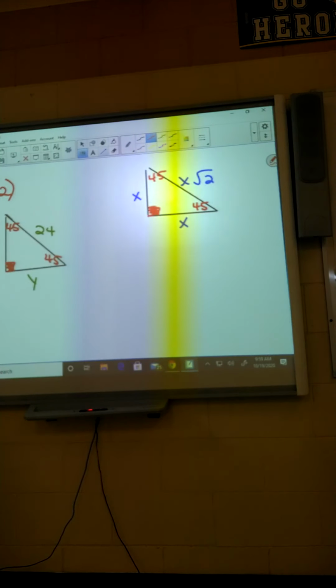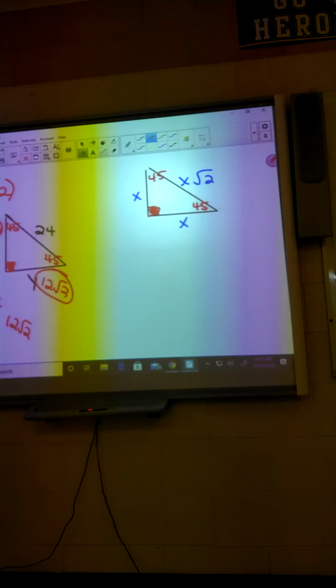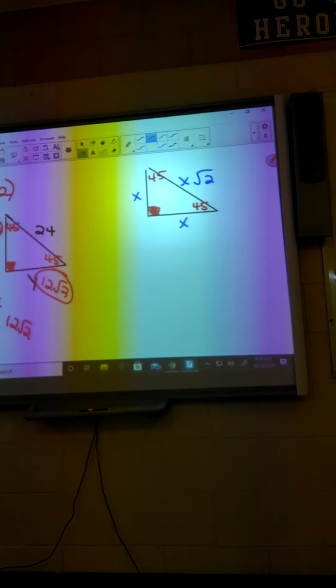And you can do this in your calculator. 24 divided by root 2. Somebody explain the shortcut. Divide by 2, you get 12 and put a root 2 with it. So this side's 12 root 2. This side's 12 root 2. Now let's give y'all a minute to try 3 and 4 now.